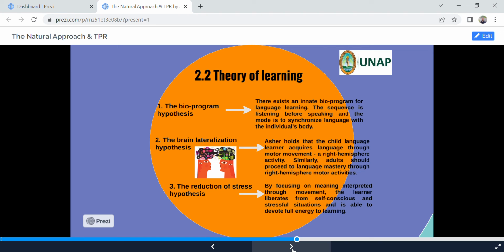And the third hypothesis is the reduction of stress. By focusing on meaning interpreted through movement, the learner liberates from self-conscious and stressful situations and is able to devote full energy to learning.